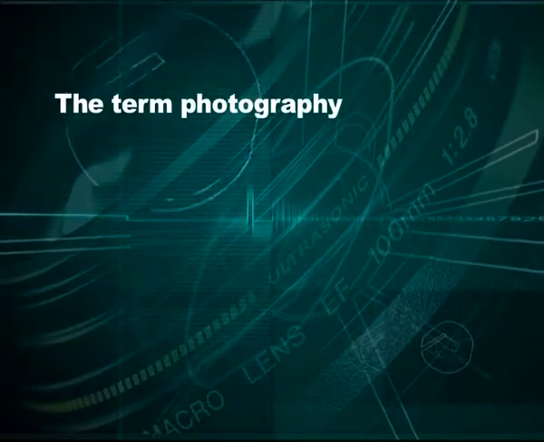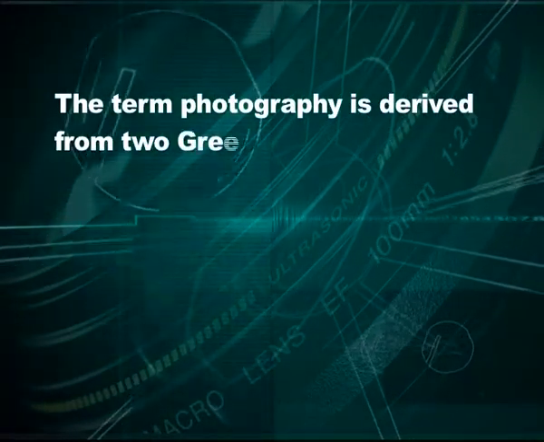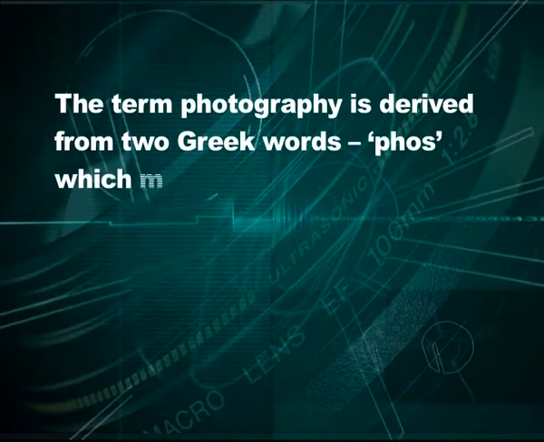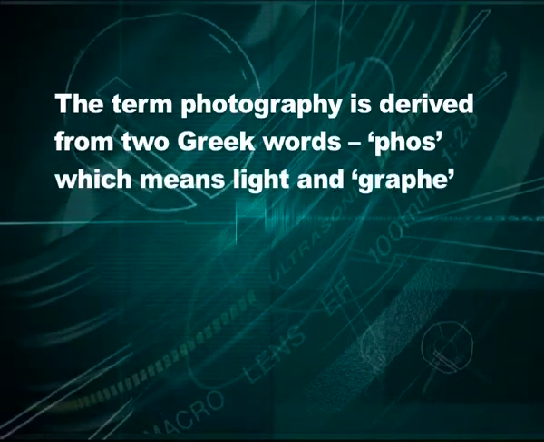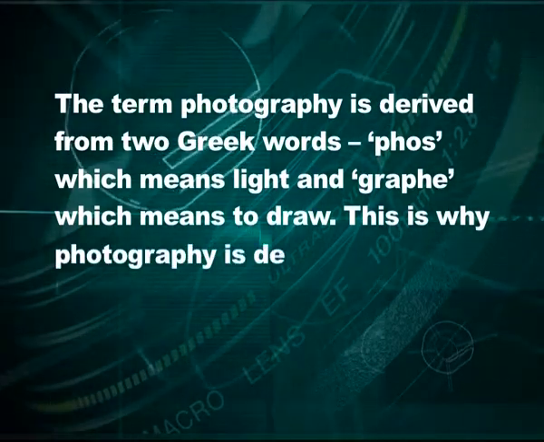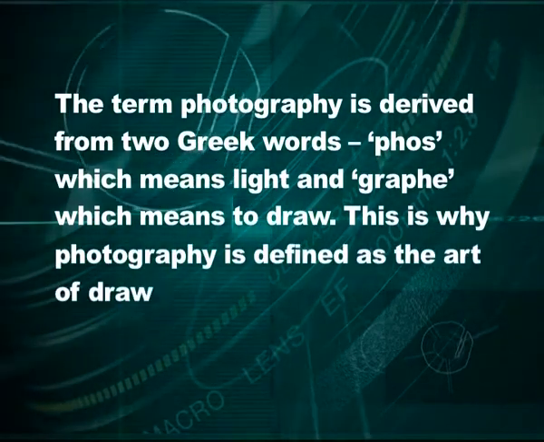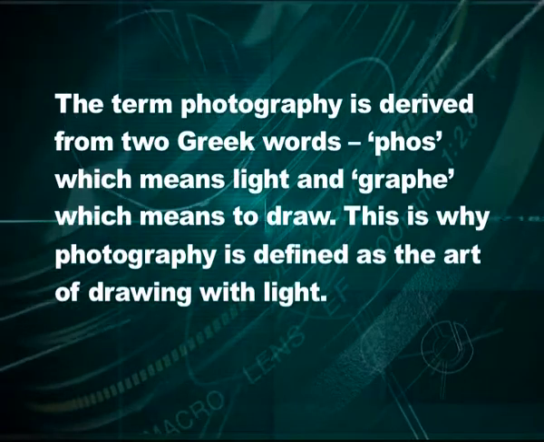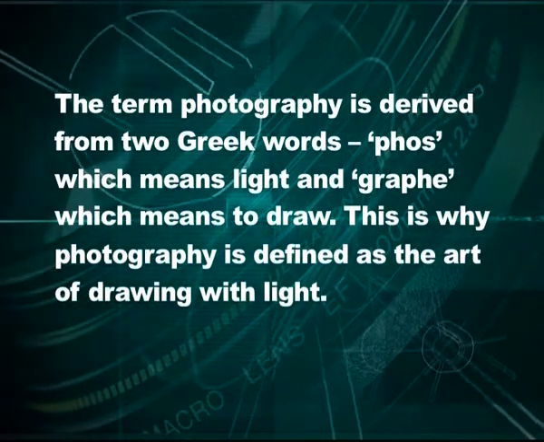The term photography is derived from 2 Greek words, phos, which means light, and graphe, which means to draw. This is why photography is defined as the art of drawing with light. The photographers do use a variation of this definition to explain their work. They define themselves as professionals who communicate with light.